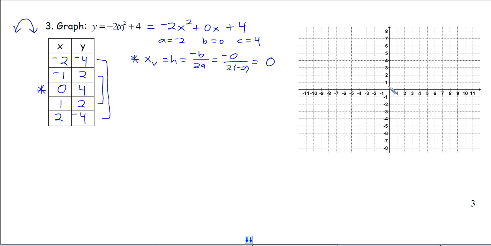And then plot, we have 0, 4, starting with the vertex. And then we have negative 1, 2, which means we will have 1, 2. And then we have negative 2, negative 4. And then we have 2, negative 4. And there we have our parabola.